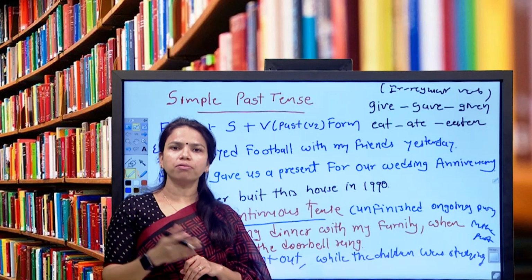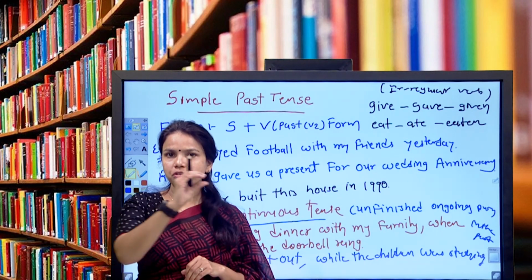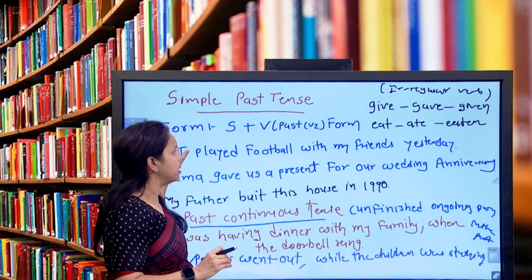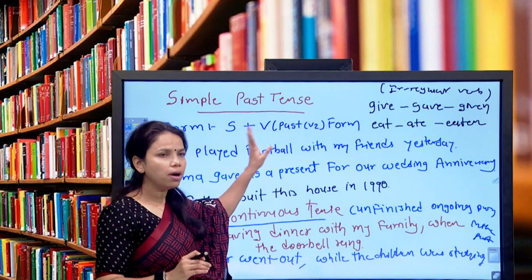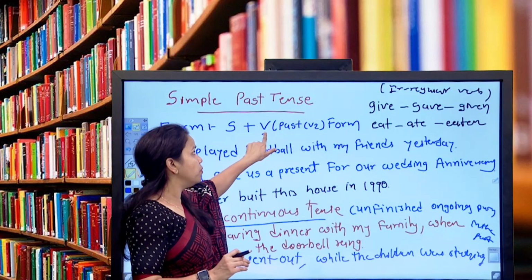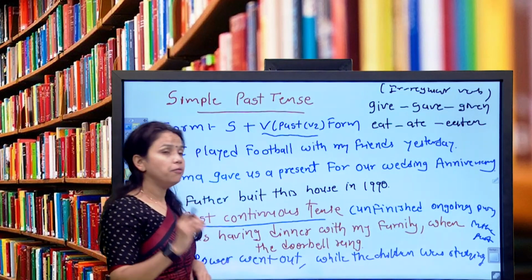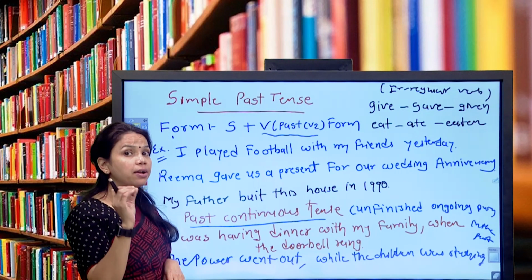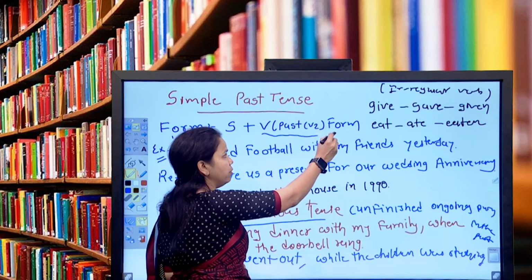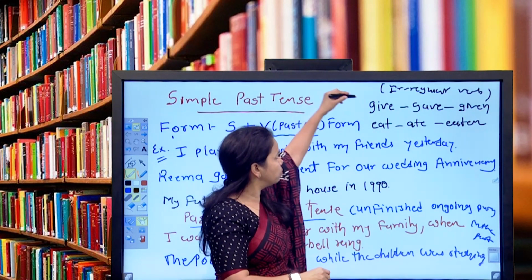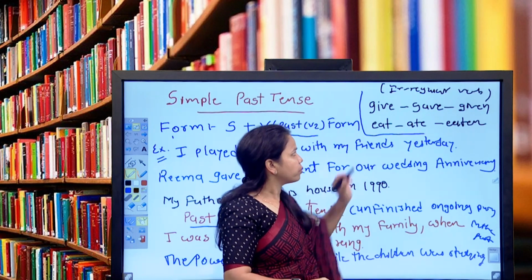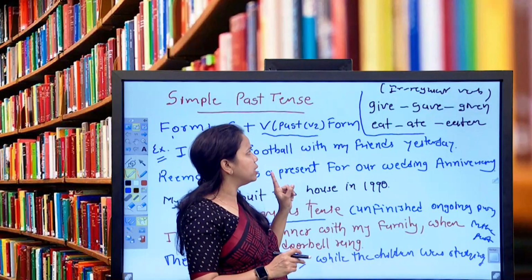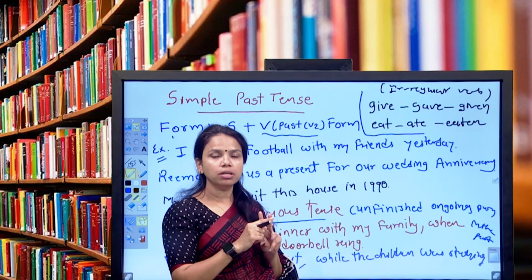What is the form of a simple past tense? How do we structure the sentence? The form of the simple past tense is subject, verb, object, but in the verb we have to use the V2 form. What is a V2 form? There are irregular verbs like give, gave, given. Here I have drawn one chart. It is called irregular verbs. The first one is give, gave, given.